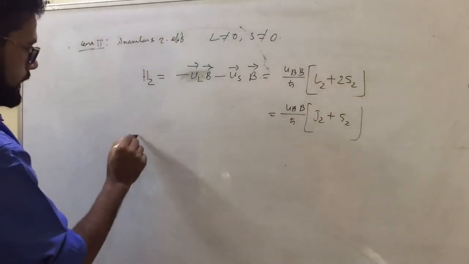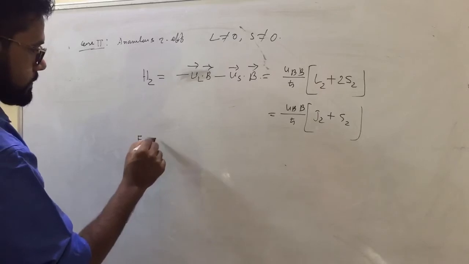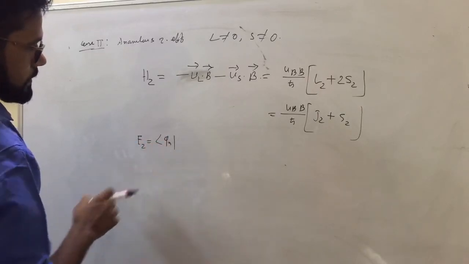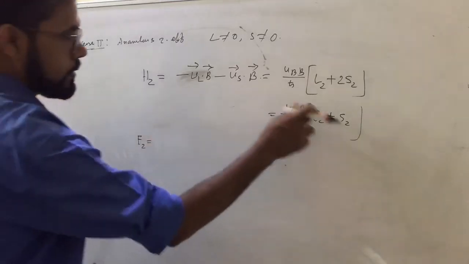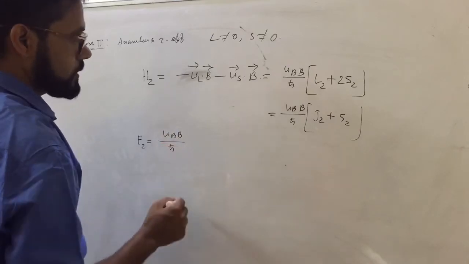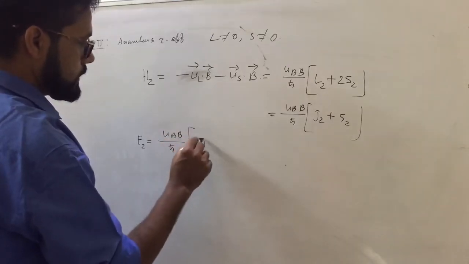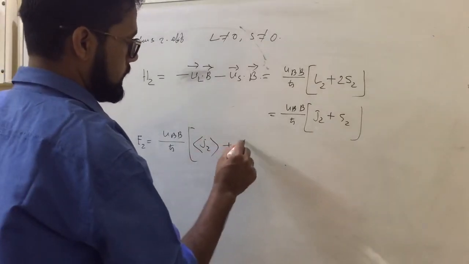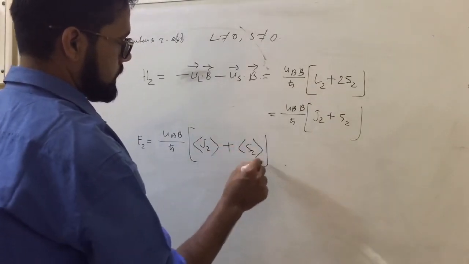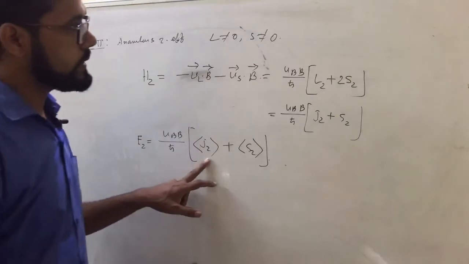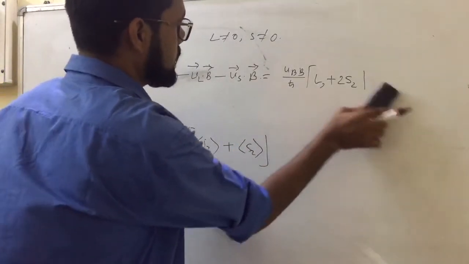Now what is the energy? The Zeeman energy is the expectation value of this one. I don't need to write it, the expectation of this one is the Zeeman energy. Mu B B over h cross times the expectation value of L z plus S z. This is the expectation value. What is the expectation value here? I am removing this part.